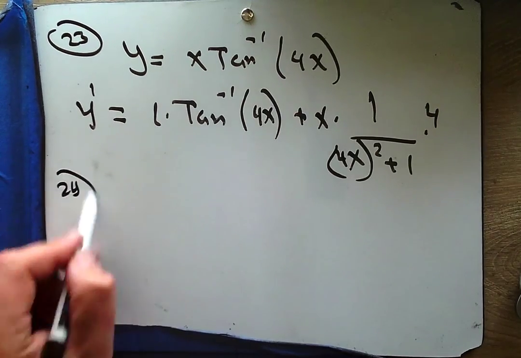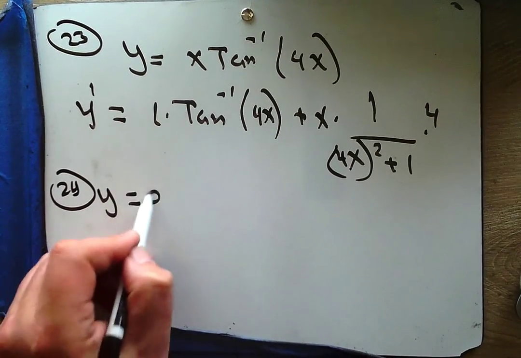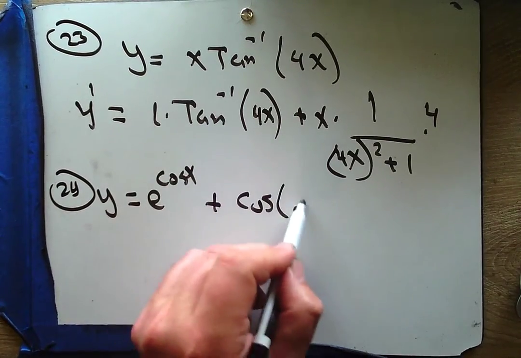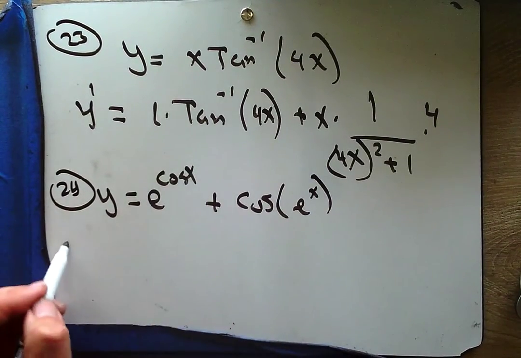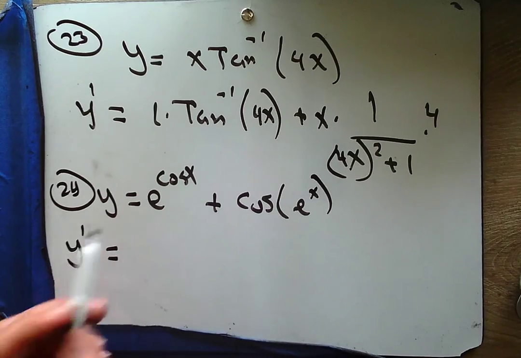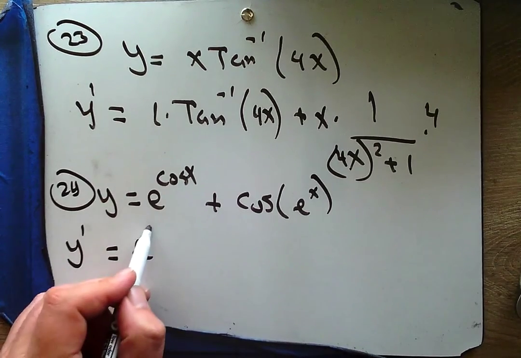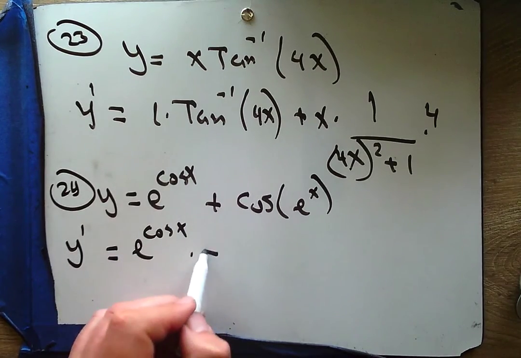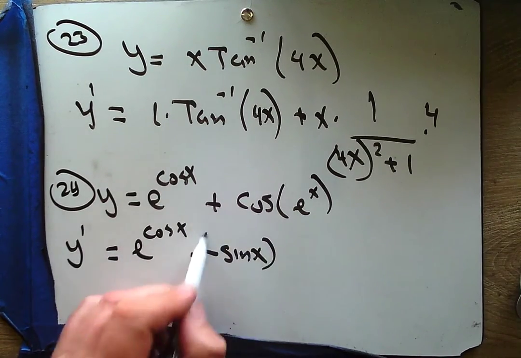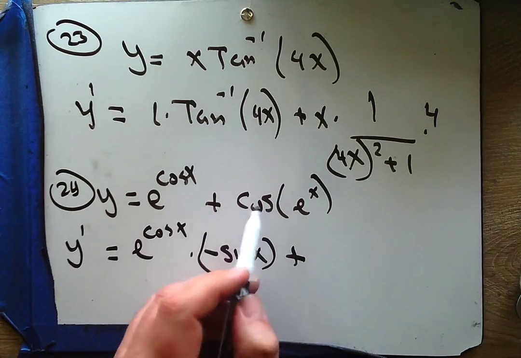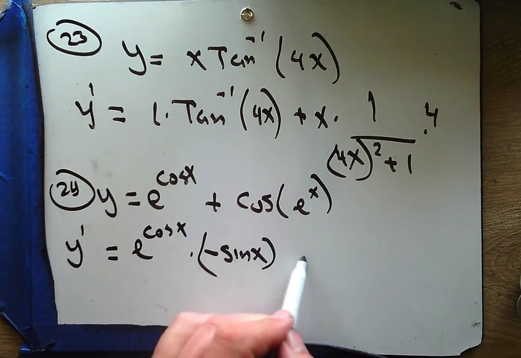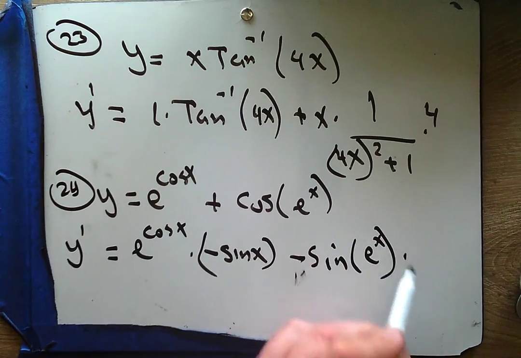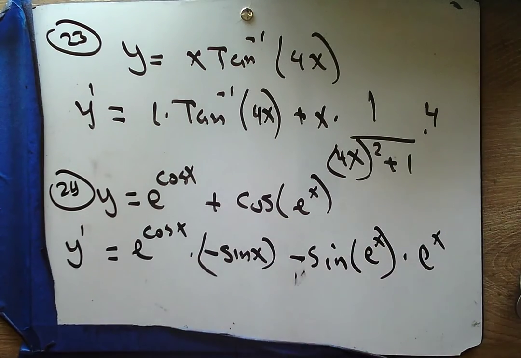Okay, 24, y equals e to the cosine x plus cosine of e to the x. There's a nice symmetry there. So the derivative of e to the is e to the times the derivative of that inside cosine function, plus the derivative of cosine is minus sine, leave the inside alone, times the derivative of the inside.